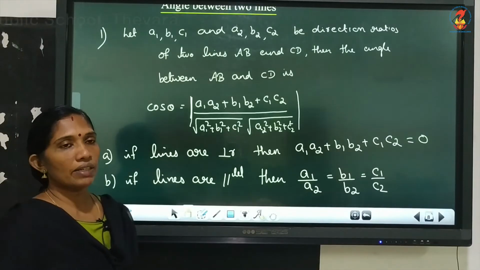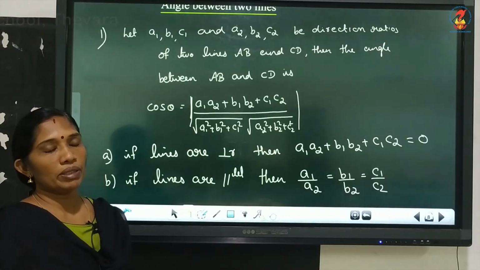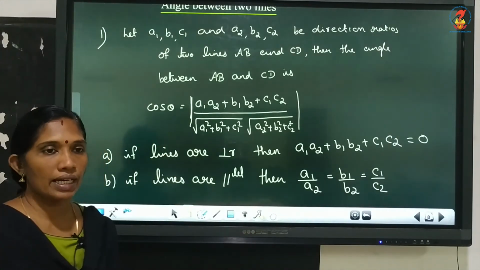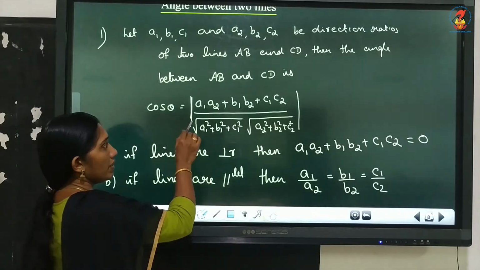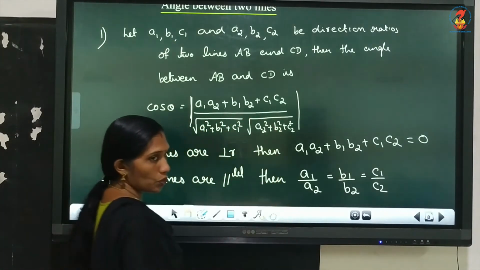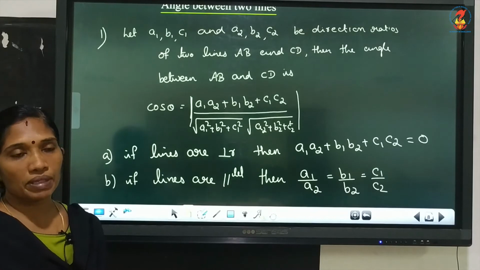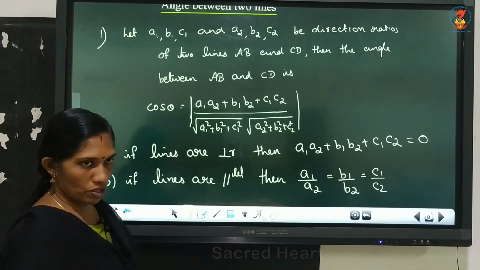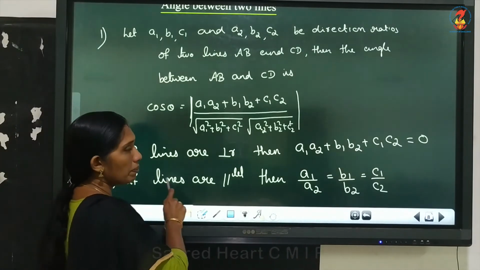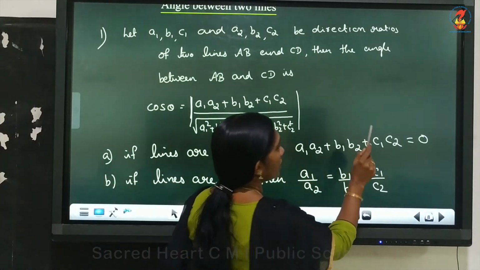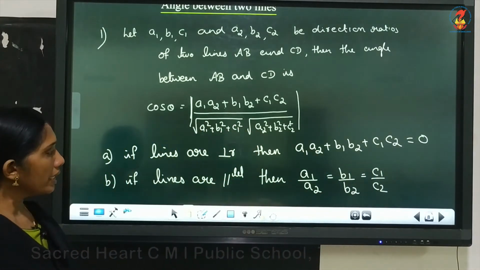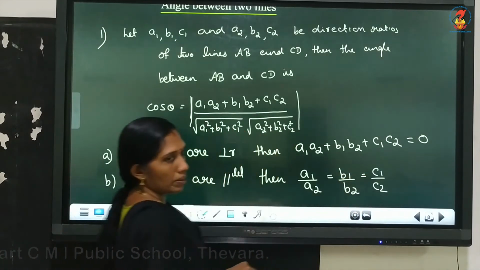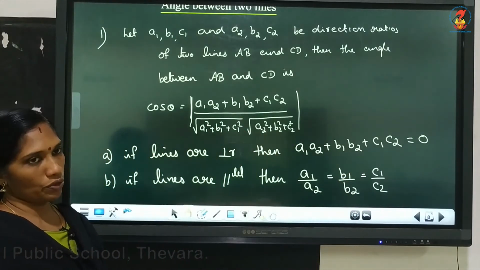If two lines are given and the direction ratios are A1, B1, C1 and A2, B2, C2, then the angle between them is calculated as cos theta is equal to modulus A1 A2 plus B1 B2 plus C1 C2 by root of A1 square plus B1 square plus C1 square into root of A2 square plus B2 square plus C2 square. And if these lines are perpendicular, then A1 A2 plus B1 B2 plus C1 C2 is 0, and if these lines are parallel, then the ratios are proportional: A1 by A2 equal to B1 by B2 equal to C1 by C2.